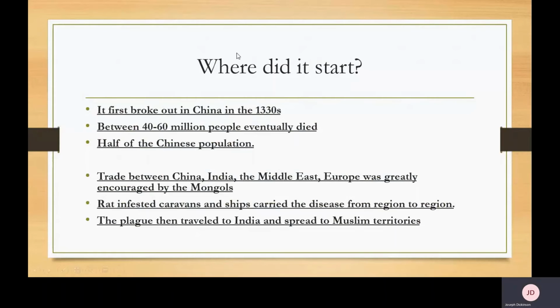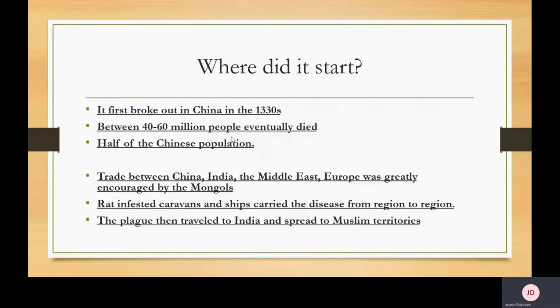So now we're back here. So trade is encouraged from the Mongols because remember we just said that Kublai Khan, even though Kublai Khan was technically part of the Yuan Dynasty, is from Genghis Khan, but they're all about trade, even Genghis Khan. So with these, we got rat-infested caravans and ships carried the disease from region to region. Remember, a caravan is a group of people on camels, and we got ships. All these things got rats that have this flea that is carrying this disease.